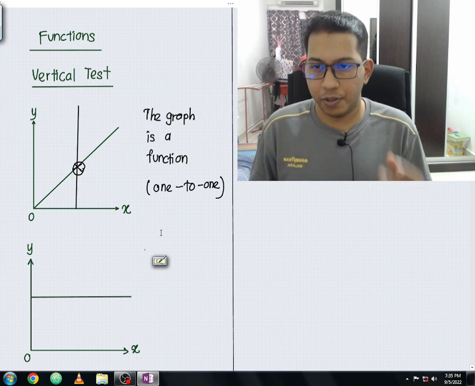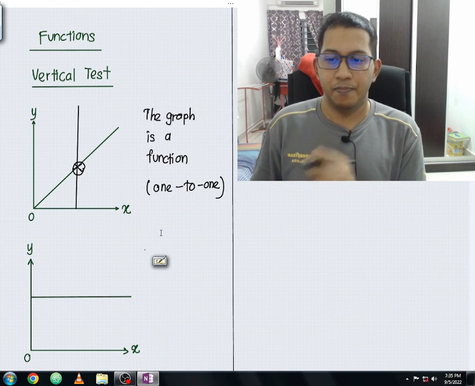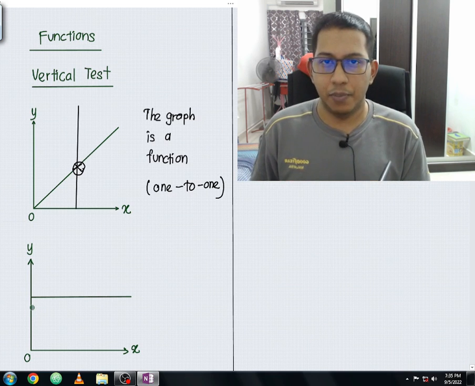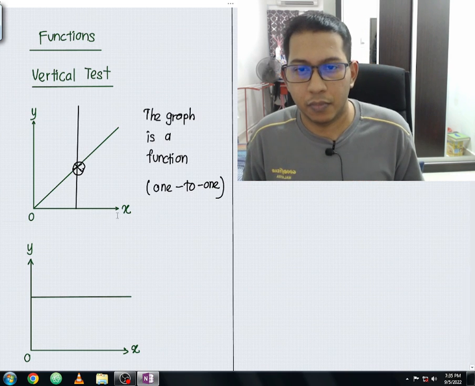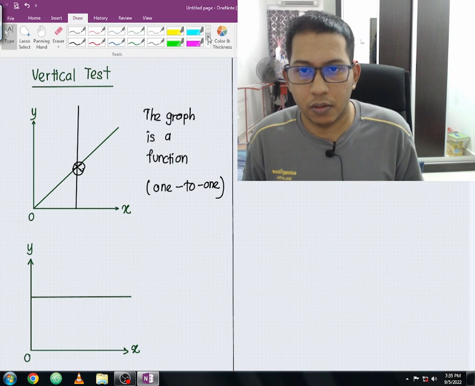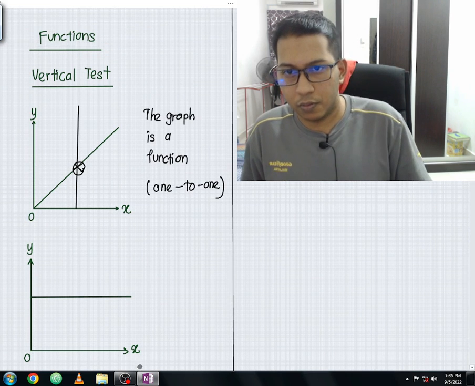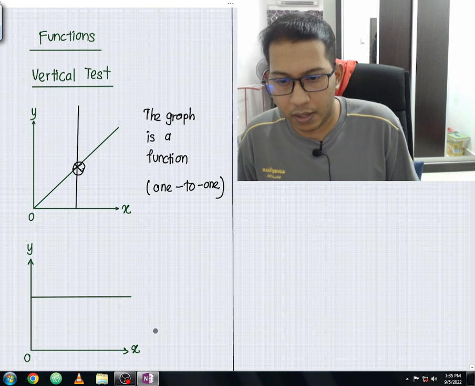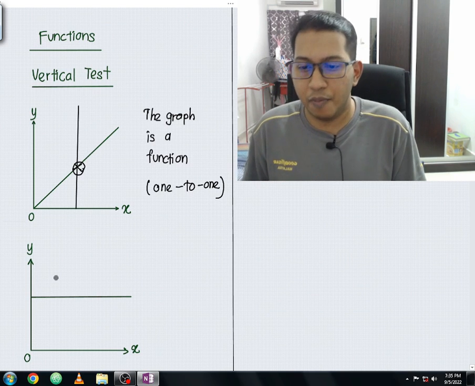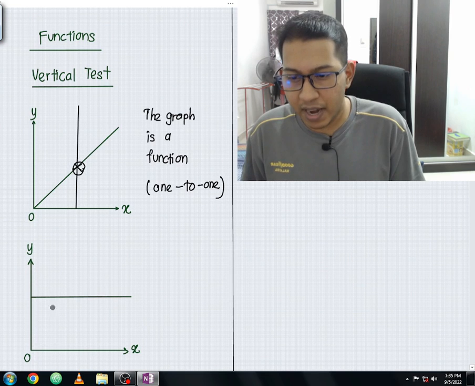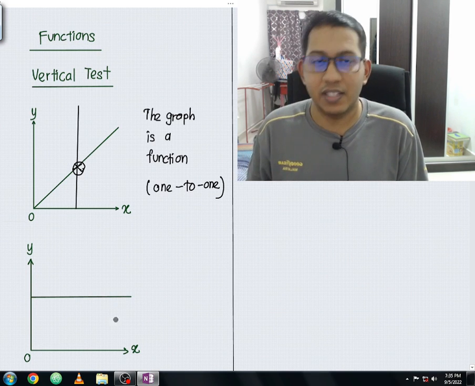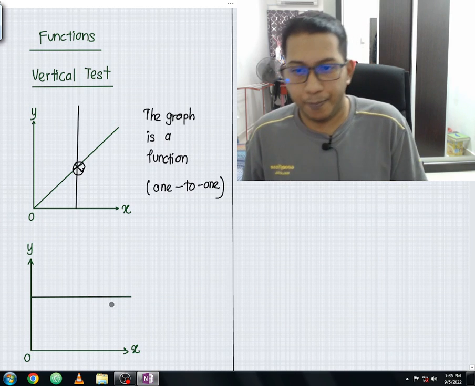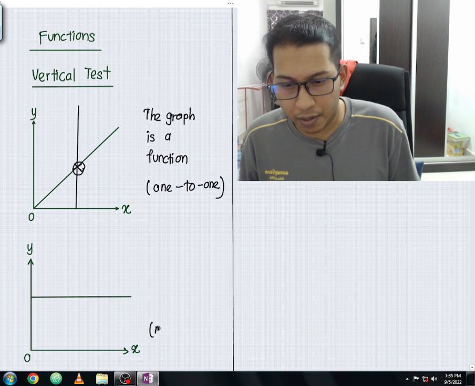So before we proceed to do the vertical test, this graph is actually an example of a many to one relation. So let me just switch the ink. This is actually one of the examples of a many to one relation. So you have many inputs, but then you only have one single output. So this is how a many to one graph looks like.